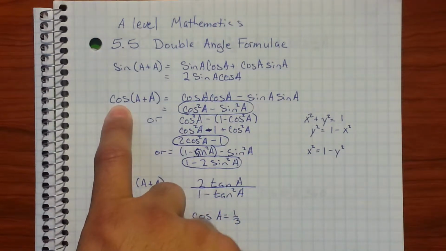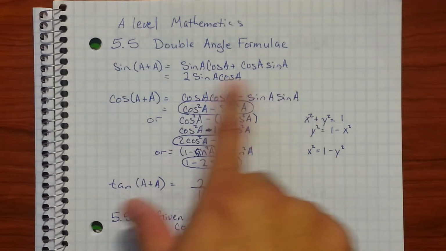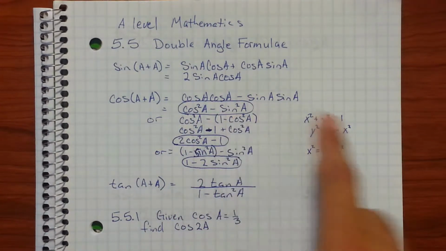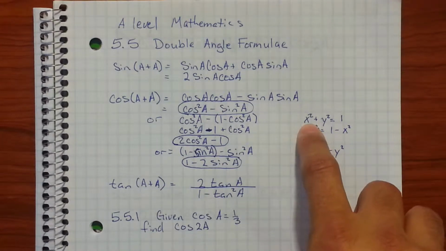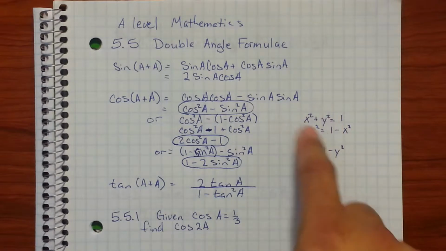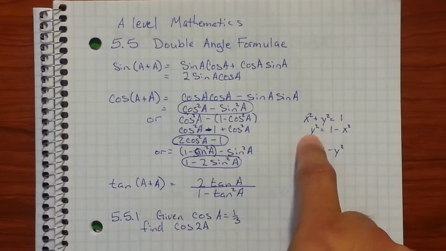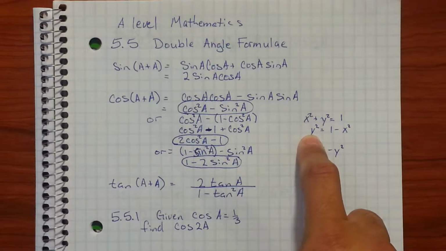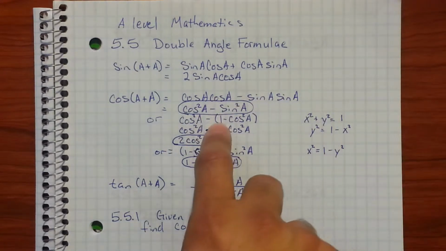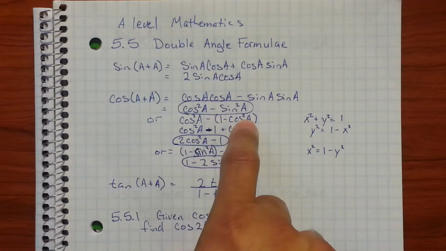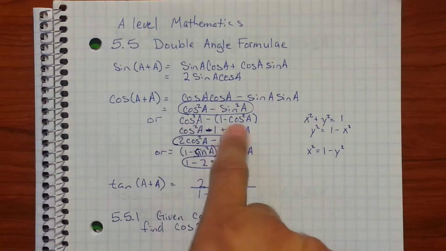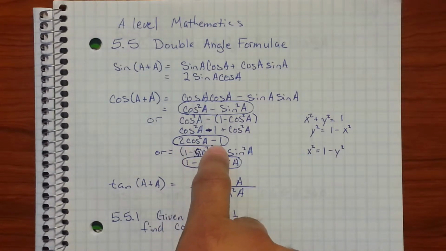Double angle for cosine, I plug it in, rearrange it, I get cosine squared A minus sine squared A. Use the Pythagorean identity, cosine squared plus sine squared is equal to 1. Rearrange that, I could substitute sine squared is equal to 1 minus cosine squared right here. Then plug it in, do some rearranging, and I should get 2 cosine squared A minus 1.